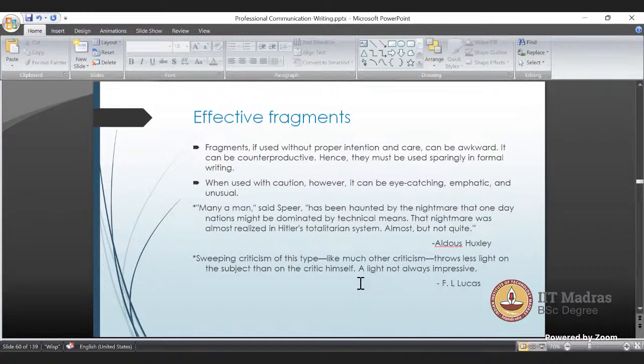So sweeping criticism of this type, like much other criticism, throws less light on the subject than on the critic himself. A light not always impressive. Now, what is this? Should be easier for you. What kind of detached fragment is this? I think adjectival. This one is adjectival because what is it talking about? Criticism. Shresha, you're right. It is talking about the sweeping criticism. So this one is easier to identify. This is a detached adjectival clause fragment.